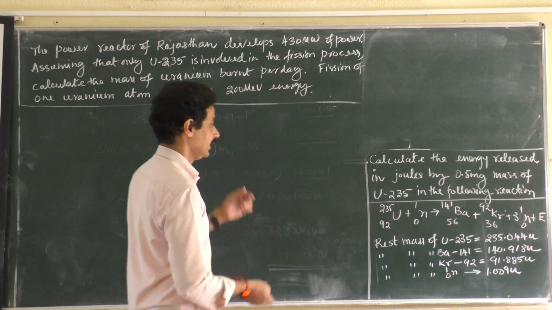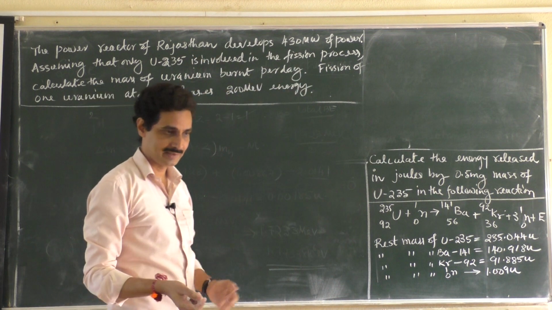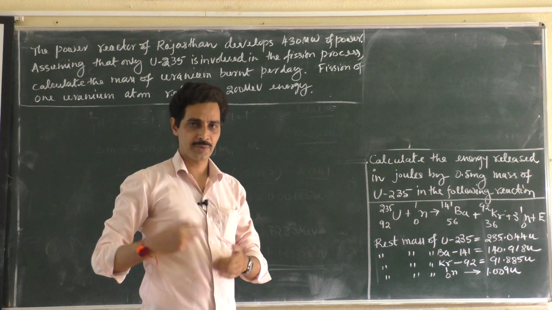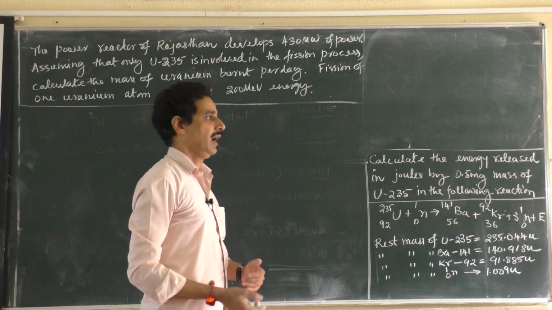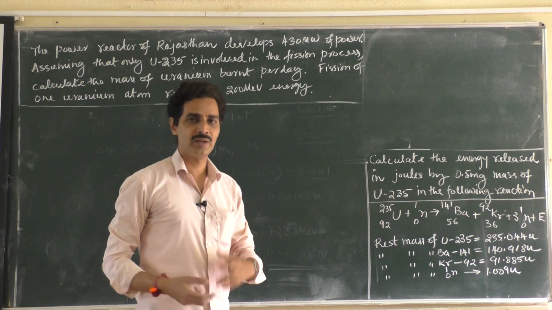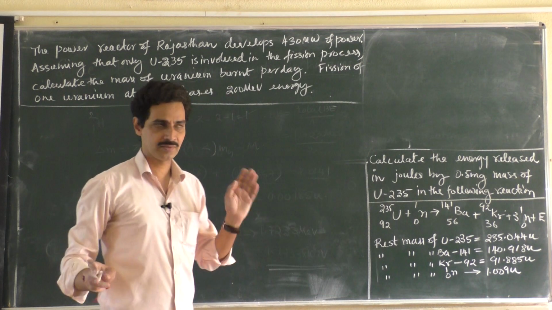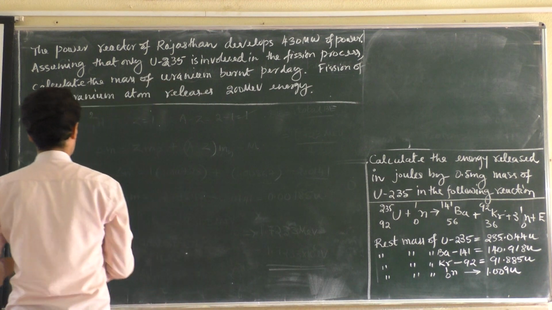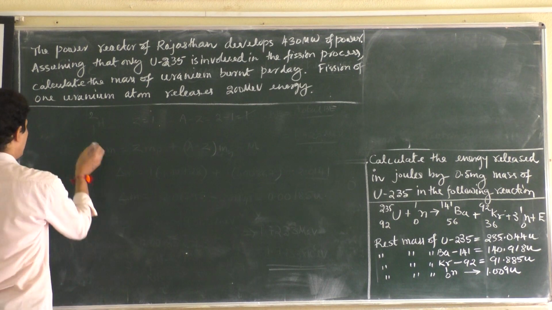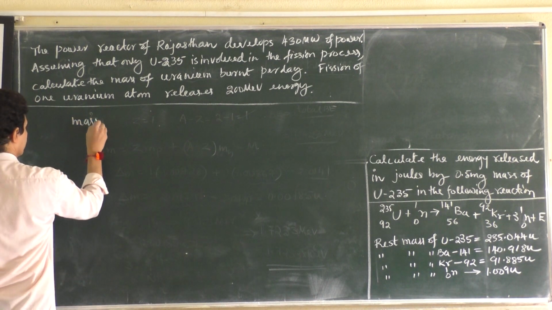So we will calculate delta M. In order to calculate delta M, we have to go for the mass of products and the mass of reactants. That's all. And this is a problem where you need to do only addition, subtraction and multiplication. So the mass of products, we will write it here. Hope you can see it here. Mass of products.